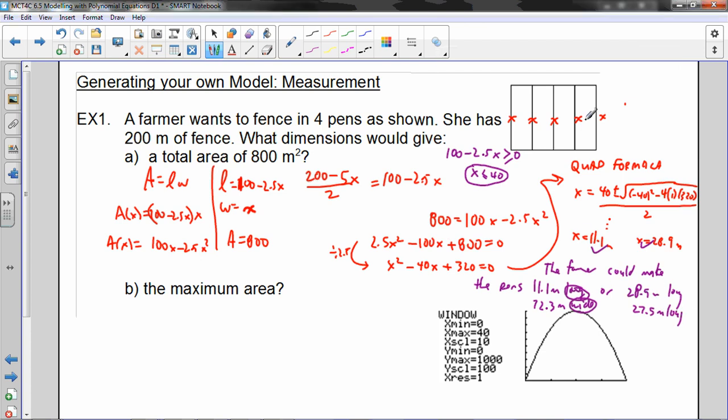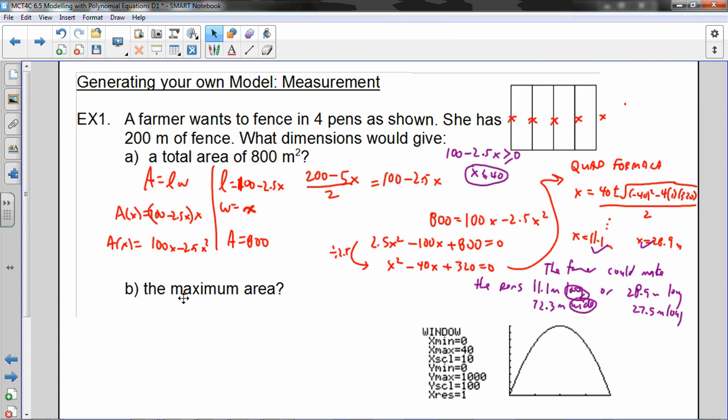So notice that this one is kind of short pens and long this way, and this one is long pens and short this way. And that's to get a total area of 800. Well, what about the maximum area? Well, we don't know how to do that. So as soon as we find the maximum, we're going to turn to the TI-83, right? Turn to the TI-83, and I want to find the maximum of that function.